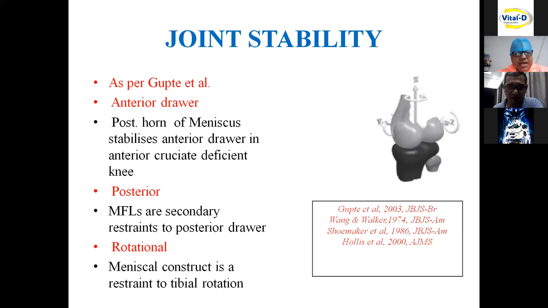As per Gupta et al., the posterior horn of the meniscus stabilizes the anterior drawer in the ACL deficient knee. That means the posterior horn of the meniscus gives stability to patients who have a deficient ACL. And the meniscofemoral ligament is a secondary restraint to the posterior drawer. That is, the ACL is the primary restraint and the meniscofemoral ligament is the secondary restraint. It also increases rotational stability.